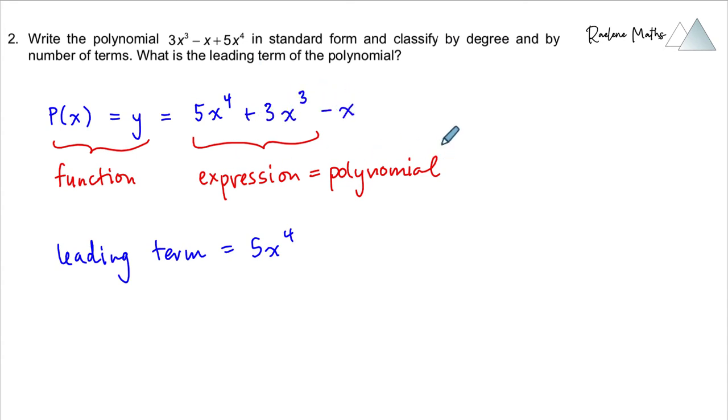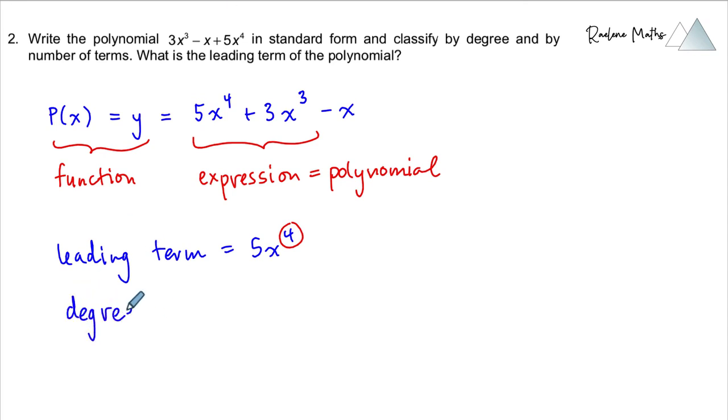So that expression is our polynomial, and as soon as we let that equal y, or p of x, the whole thing is a polynomial function. Then the degree of the polynomial is the leading exponent, or the exponent on the leading term, so we have a degree of 4.